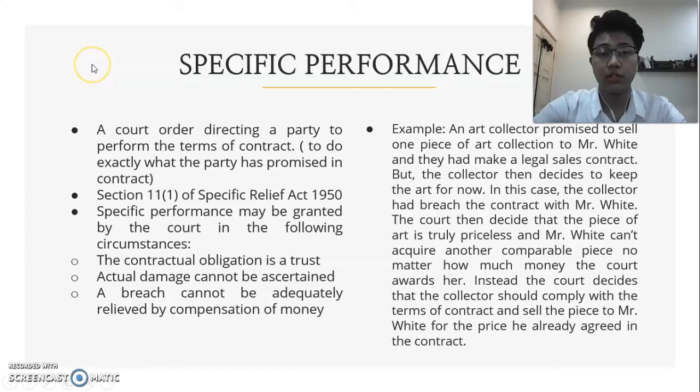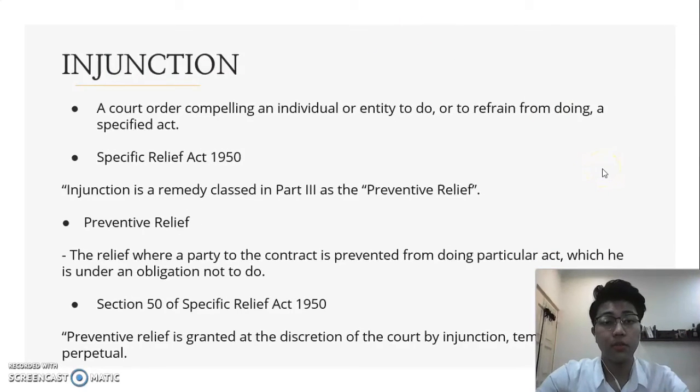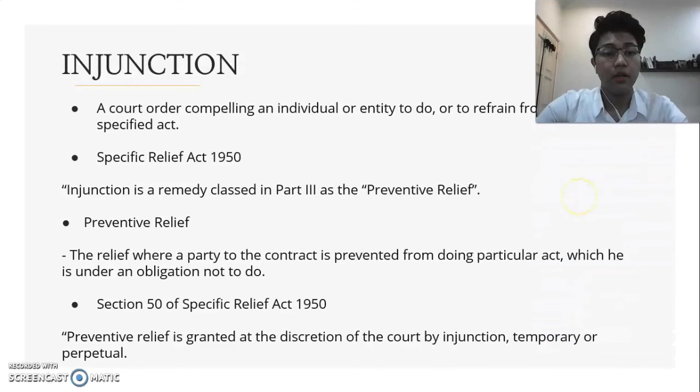Now let's move to the injunction. As you can see here, an injunction is a court order compelling an individual or entity to do or to refrain from doing a specified act. According to the Specific Relief Act 1950, injunction is a remedy classed in Part 3 as preventive relief. And for information, preventive relief is a relief where a party to the contract is prevented from doing a particular act which he is under an obligation not to do. And according to Section 50 of the Specific Relief Act 1950, preventive relief is granted at the discretion of the court by injunction, temporary or perpetual.